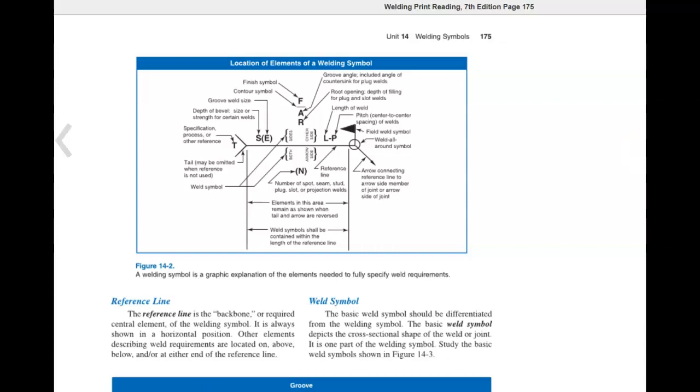Figure 14-2: the arrow, reference line, tail, weld all around symbol, weld in the field, the length of your weld, the pitch of your weld, so center to center spacing, your root opening, your groove angle, your contour, your finish, groove weld size, depth of bevel.